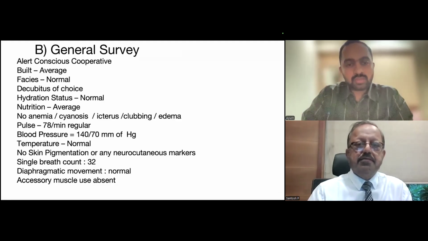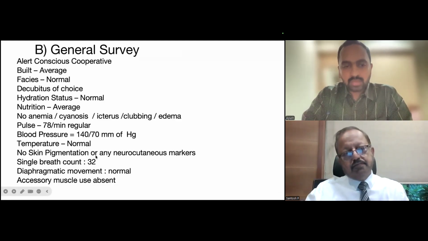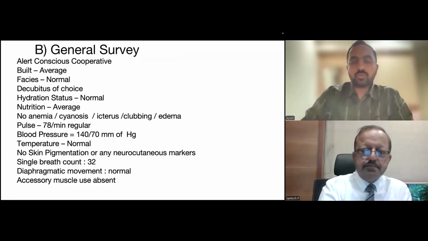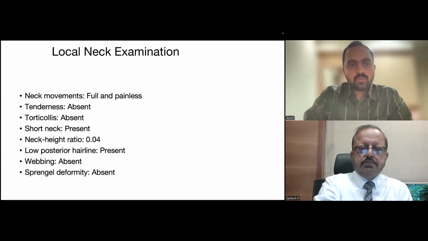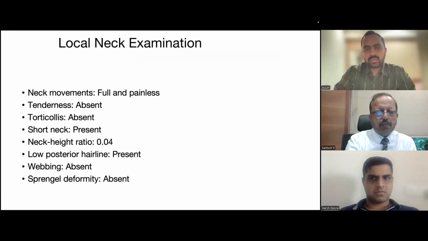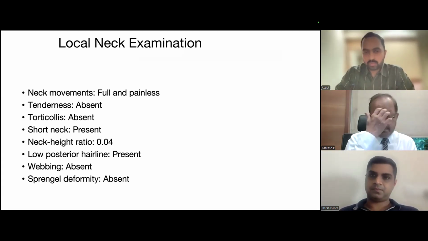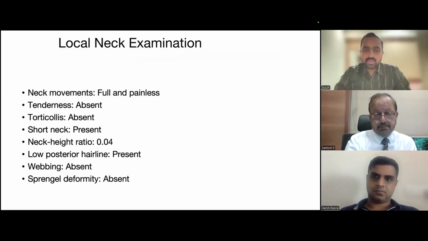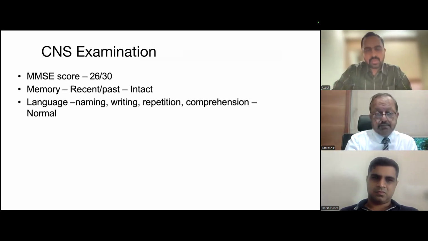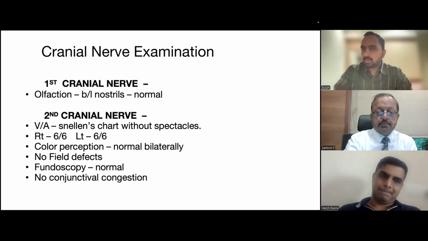Correct. Over here, there was no presence of any neurocutaneous marker. The breath count was 32, diaphragmatic movement normal. There was no use of accessory muscles. In the local neck examination, neck movements were full and painless, tenderness absent, no short neck, neck height ratio 0.04, low posterior hairline present, webbing absent, Sprengel deformity absent. CNS examination was within normal limit. Cranial nerve examination was again within normal limit.